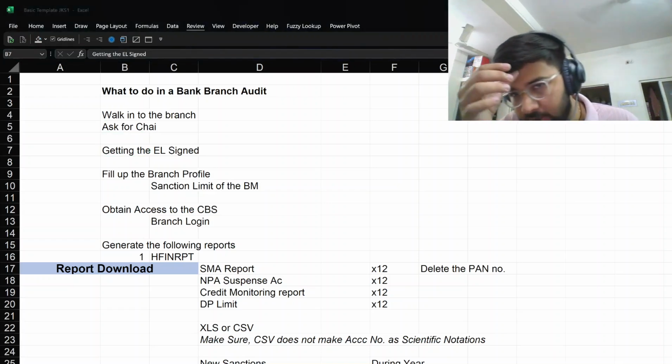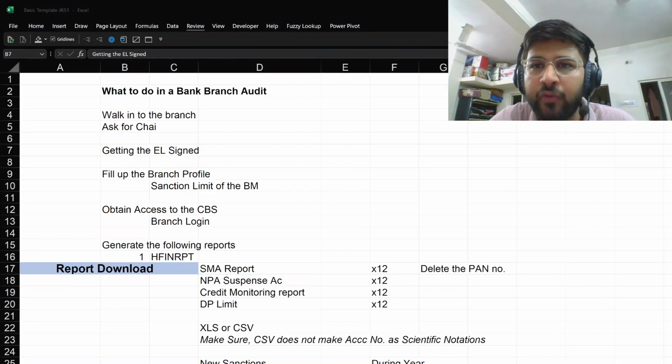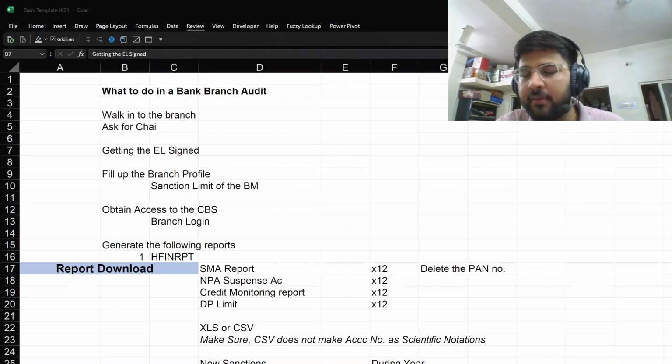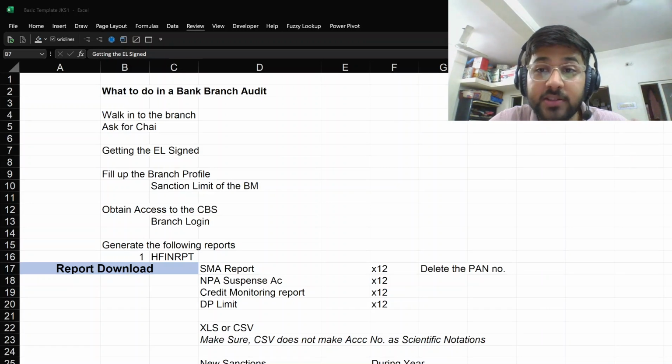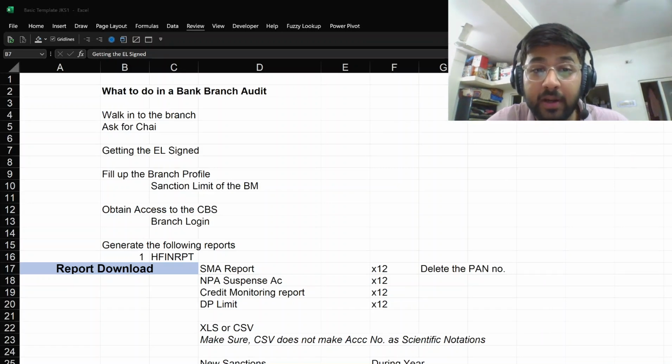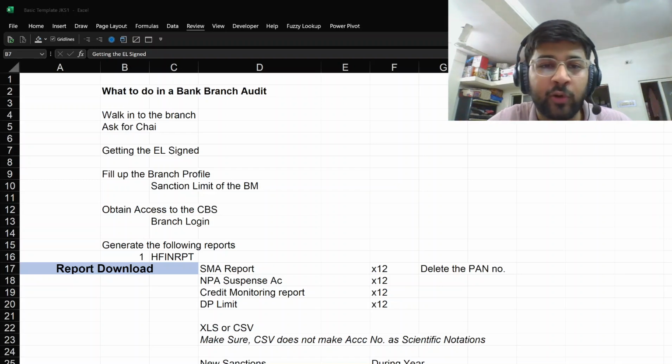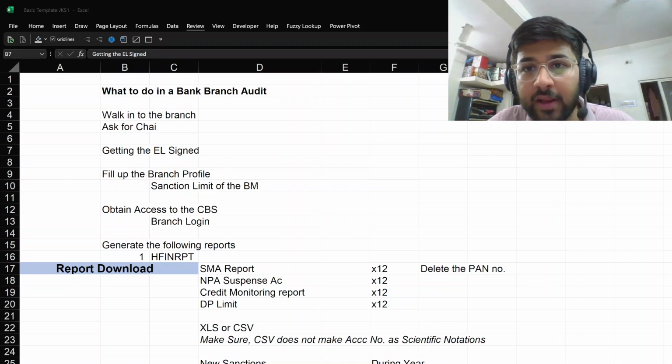All right. The first step is to fill up your branch profile and get your engagement letter signed, because you want to make it official that we are starting this audit and making sure that the branch management would cooperate in providing all the information. It also becomes the basis for you to report frauds and everything in the future.